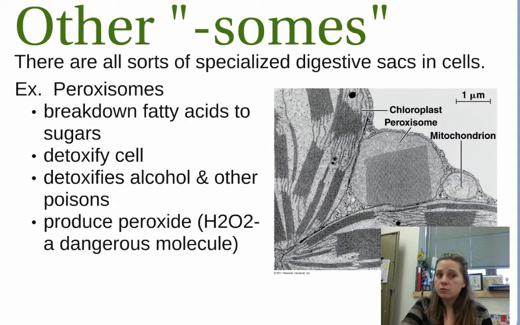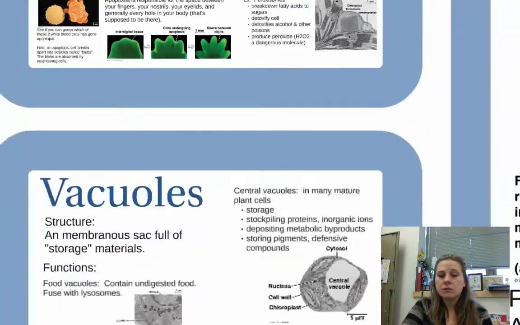So we have some other somes besides lysosomes. We have peroxisomes that can also help in the cell, and peroxisomes use peroxide to break down fatty acids. They help detox and various other things, and they have the peroxide because they actually produce it. So an overabundance of peroxide can actually be bad. It's actually pretty toxic for the cell.